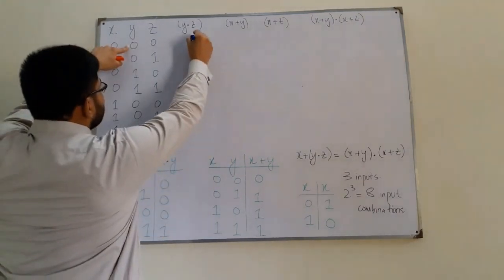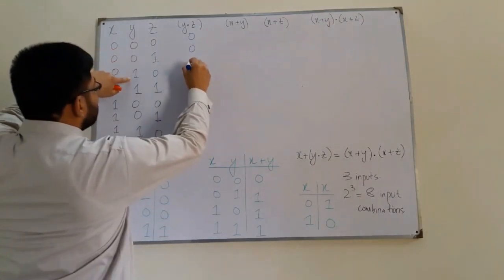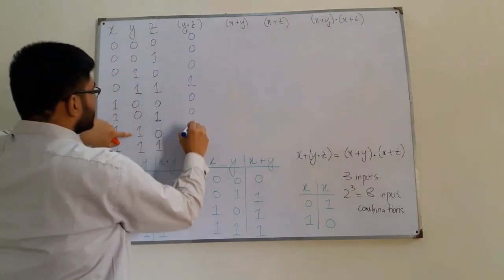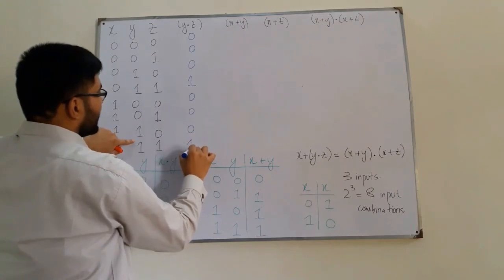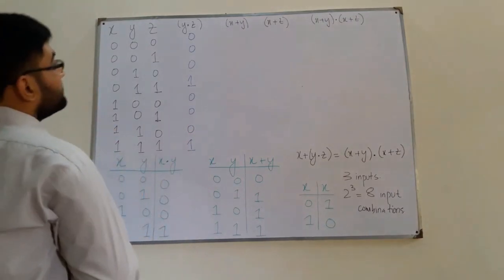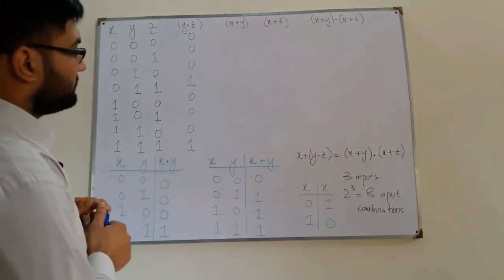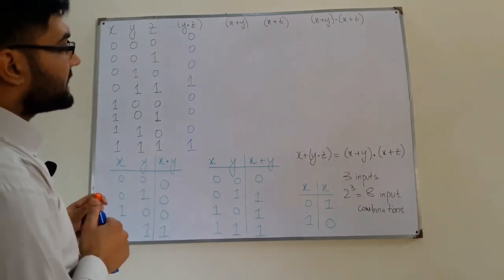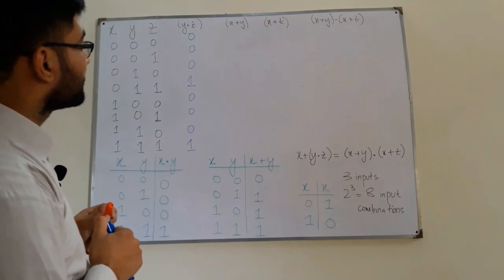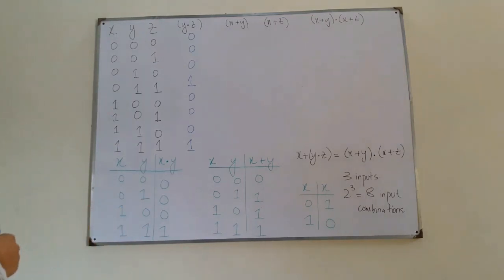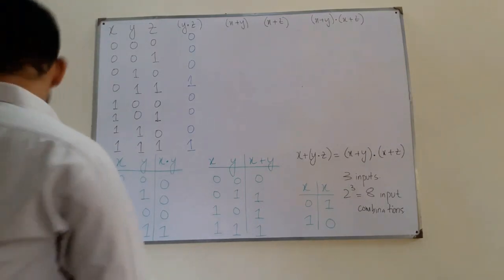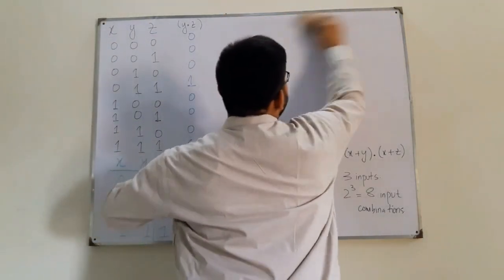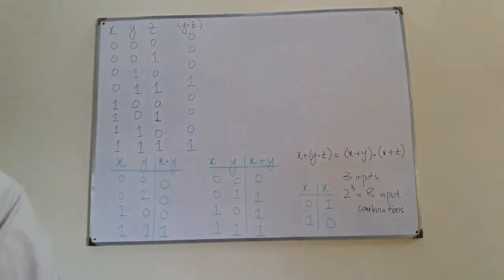0 0 is 0, 0 1 is 0, 1 0 is 0, 1 1 is 1, 0 0 is 0, 0 1 is 0, 1 0 is 0, and 1 1 is again 1. Now, I missed one: x OR y AND z. Okay, so the left hand side I have missed. So let me remove this and I will be doing this with the passage of time.